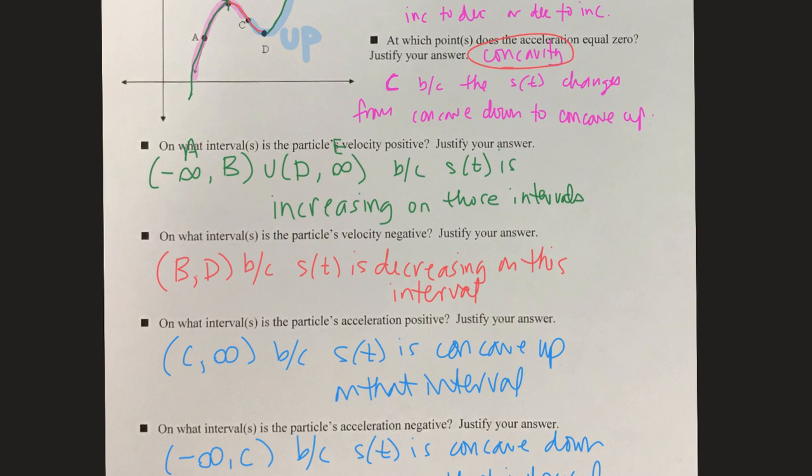So when we're looking at velocity, we're looking at when the graph is increasing or decreasing. Velocity is about where the y values are going up or coming down, and acceleration is all about concavity of the graph. Is your graph concave up or is your graph concave down?